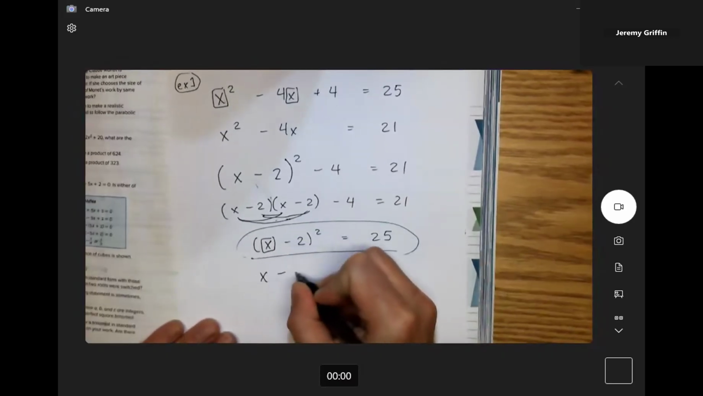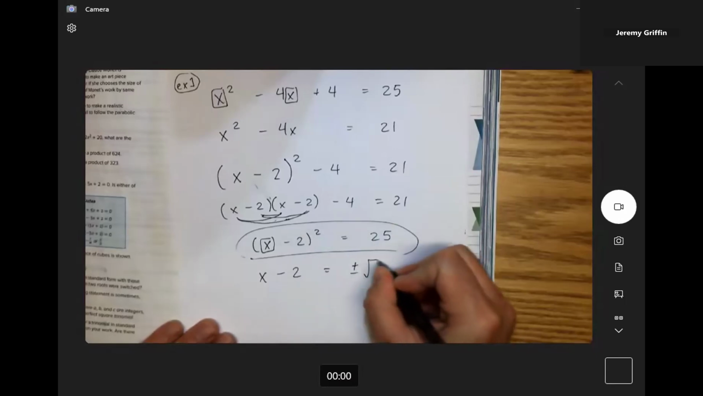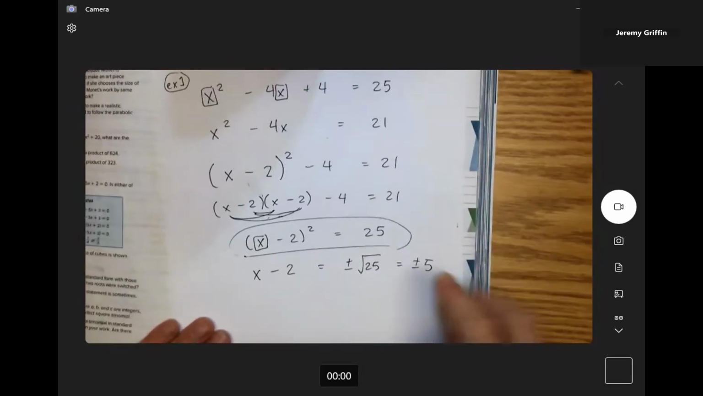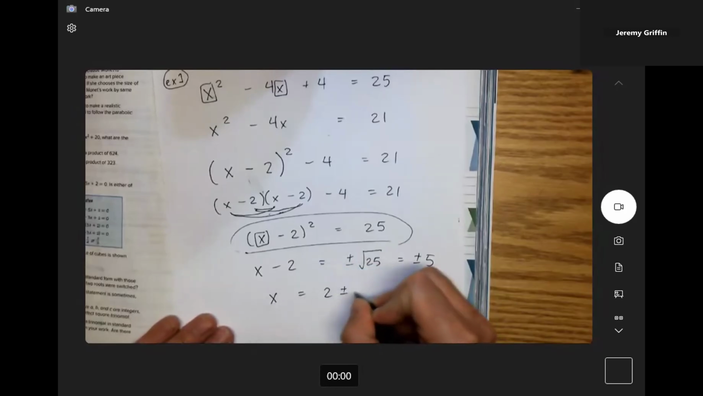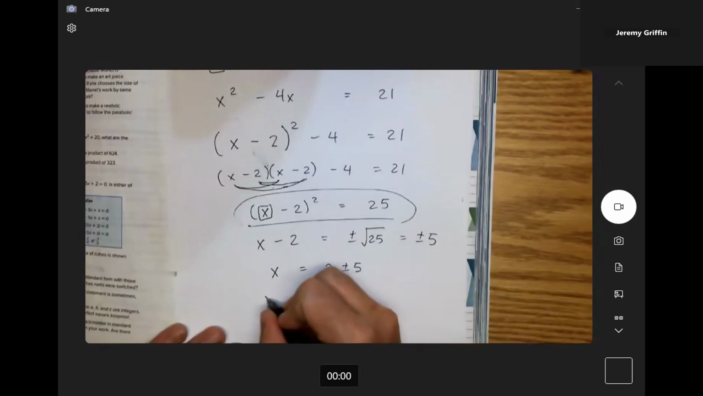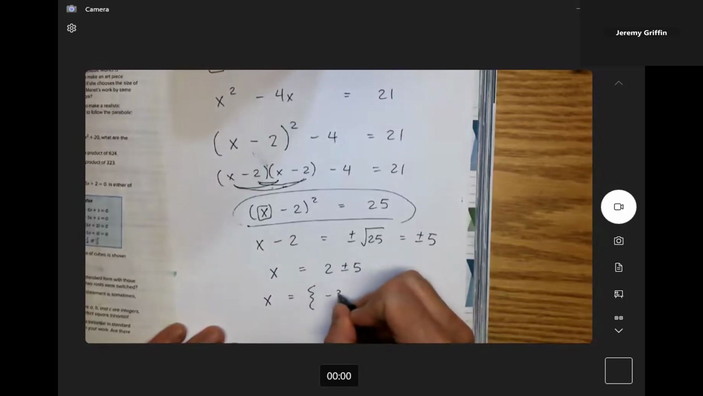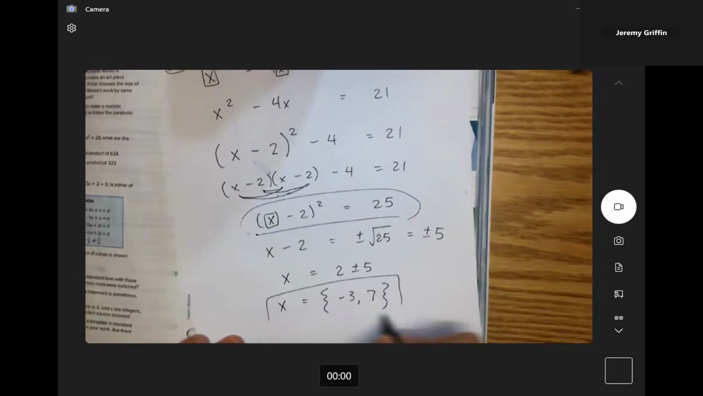So x minus 2 equals, well, how do you undo a square? Square root. So plus or minus the square root of 25, which is plus or minus 5. I guess I should have done that. And then finally add over 2. So x can be 2 plus or minus 5. Or x equals, here in curly brackets, 2 minus 5 is negative 3, and 2 plus 5 is 7. So that should be the proper answer.